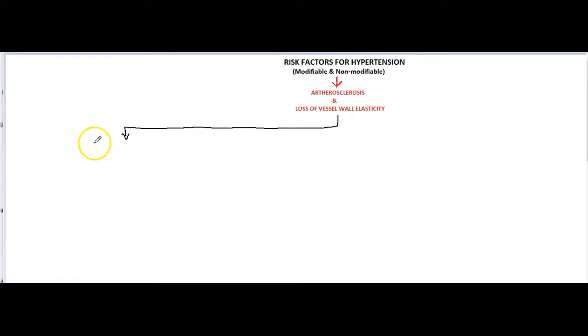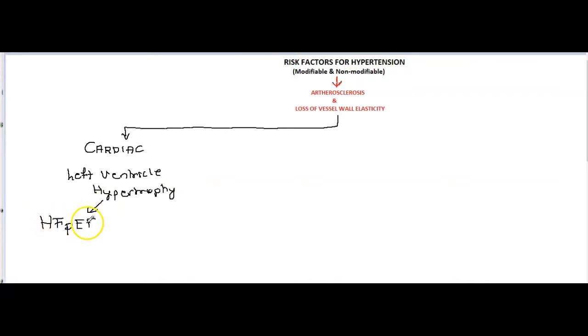The most classically affected are the cardiac muscles. Because of the increased blood pressure, the cardiac muscles undergo hypertrophy, especially the left ventricle. Left ventricular hypertrophy can lead finally to heart failure. There is heart failure with preserved ejection fraction and heart failure with reduced ejection fraction. The two common classifications of heart failure both occur as a result of left ventricular hypertrophy. Increased demands of the left ventricle also lead to coronary artery disease or ischemic heart disease, and you have complications like myocardial infarction.